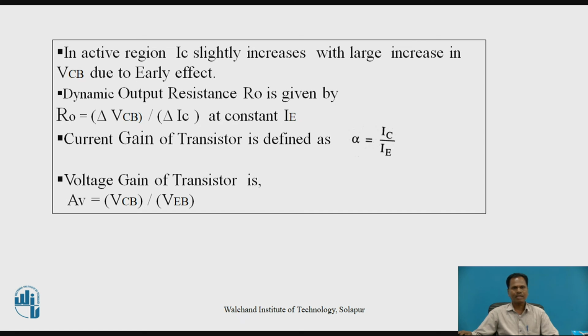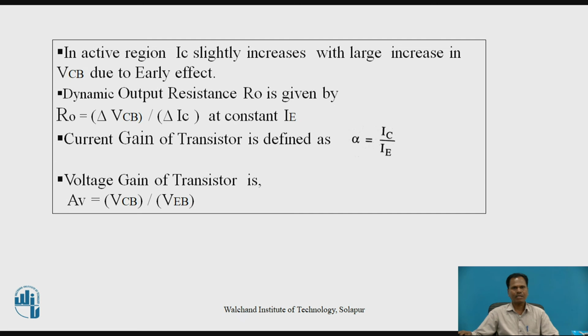So this indicates that the dynamic output resistance, that is the AC resistance of a transistor in common base circuit configuration, RO, is given by delta VCB divided by delta IC at a certain constant value of input emitter current IE. Since there is a slight increase in collector current for a large increase in collector to base voltage, the output resistance of the transistor is very large, very high in common base circuit configuration.